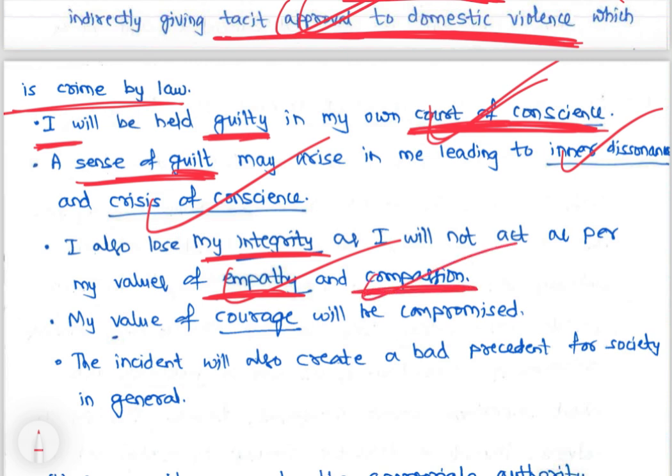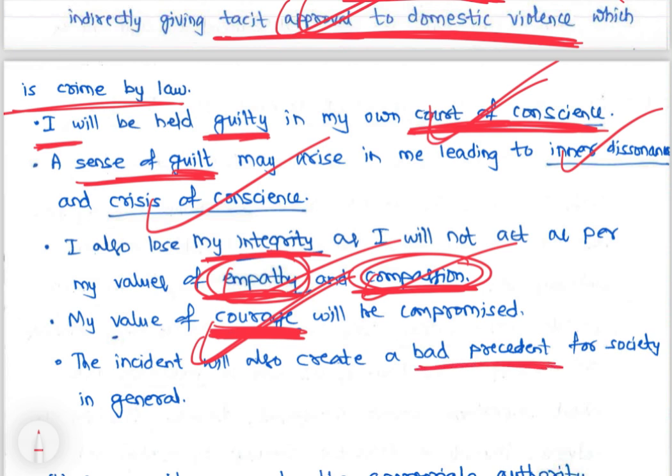One woman is beaten up by her husband, where is my value of compassion and empathy towards her? Then my value of courage will be compromised. My value of courage will be compromised because I'm not showing courage, I'm just keeping quiet because I need to maintain good relations with my boss, I need to maintain good relations in my workspace. So इसीलिए, my value of courage will be compromised. The incident will also create a bad precedent for society in general and women in particular, right?